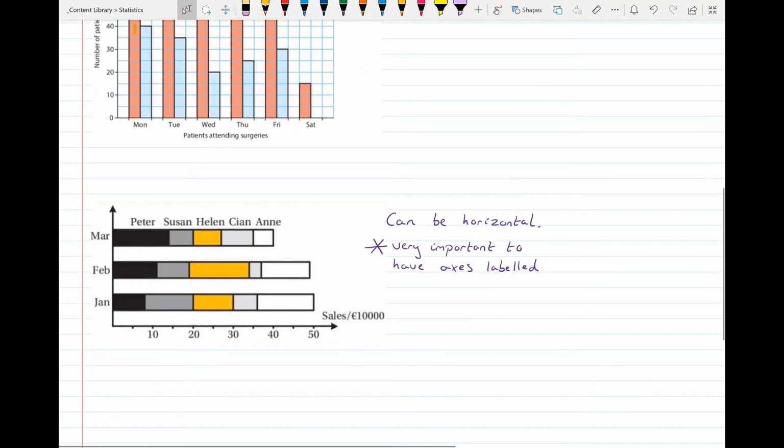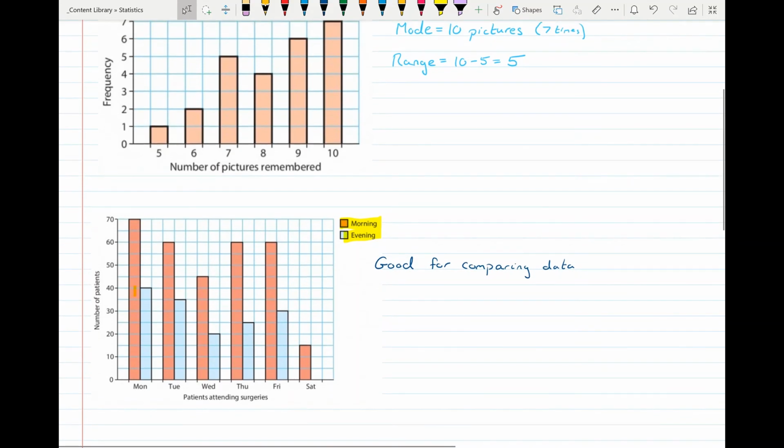Another way of displaying them could be going horizontally. So this is why it's so important to have the axes labeled, because now our frequency is going along the x-axis and our bars are labeled on the y-axis. So just if you see one like that, that can also be a possibility. Most of the time they will be in a traditional bar chart such as this.